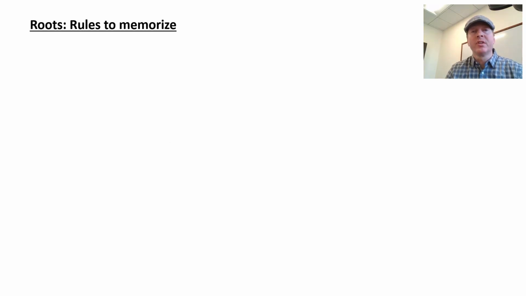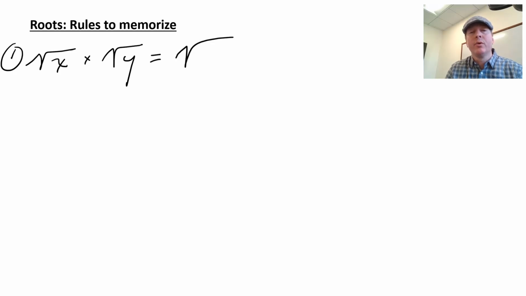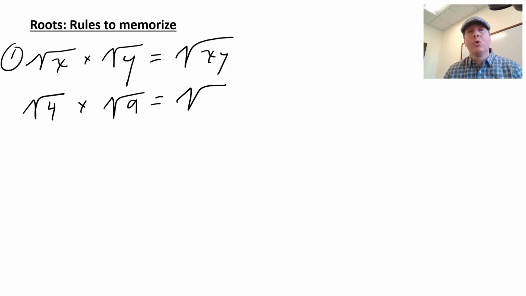Let's talk about some rules, some laws to memorize with regard to roots. So if I had the square root of x times the square root of y, that is equal to the square root of x times y. If you're multiplying the numbers, you can put them underneath the same square root sign and multiply them. So if you asked me what is the square root of 4 times the square root of 9, that's the same thing as the square root of 4 times 9. And 9 times 4 is 36. So that's the same thing as the square root of 36.